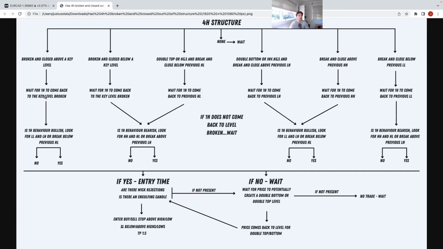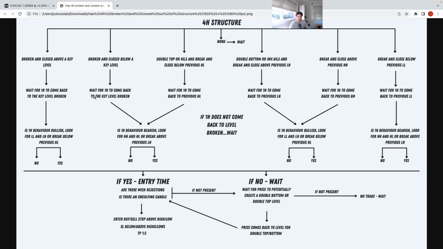Okay, so now we move into all of the same. What I mean by that is for each of these ones, we want to wait for the 1 hour to come back to the key level, which I highlighted before. For these ones, it's just the key level that we broke out of, either to the bottom or to the top. This one, it's the previous higher low. This one, it's the previous lower high. This one, it's the previous higher high. And this one, it's the previous lower low.